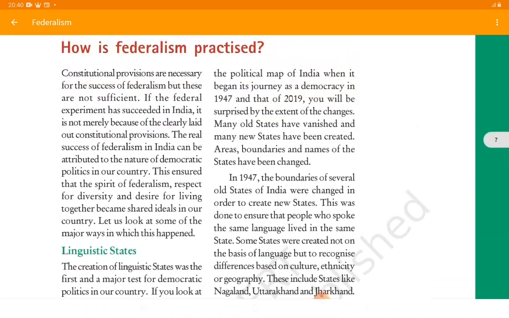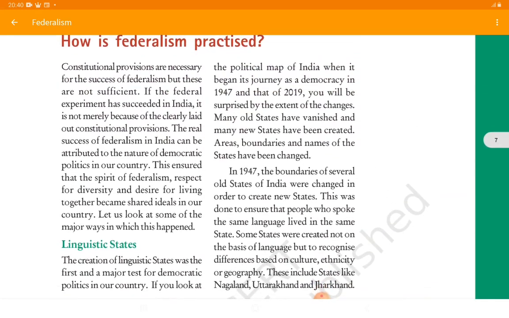Now first we discuss the linguistic states. The creation of linguistic states was the first and a major test for a democratic country. Now we talk about the meaning of linguistic. The linguistic states which were created in our country were the first of the major successes, and it was also a test for the democratic politics to be practiced in our country.